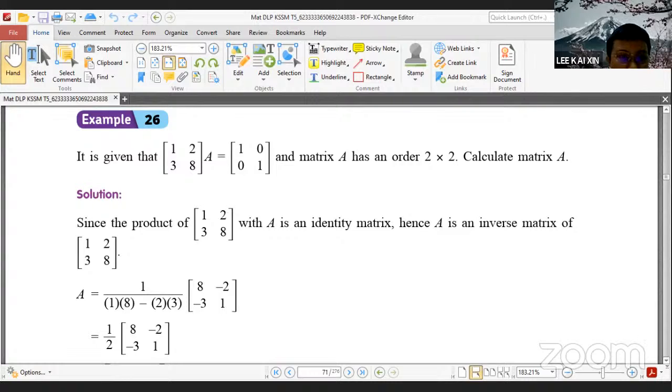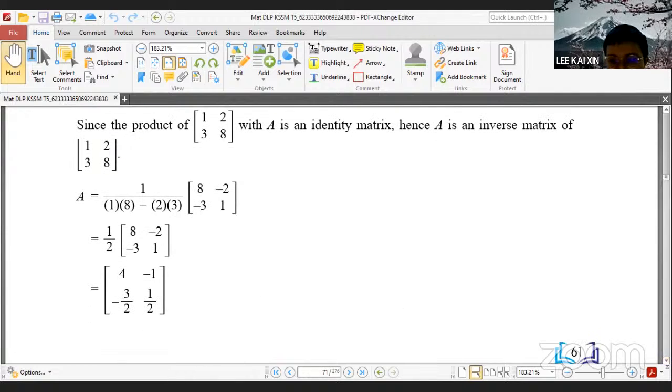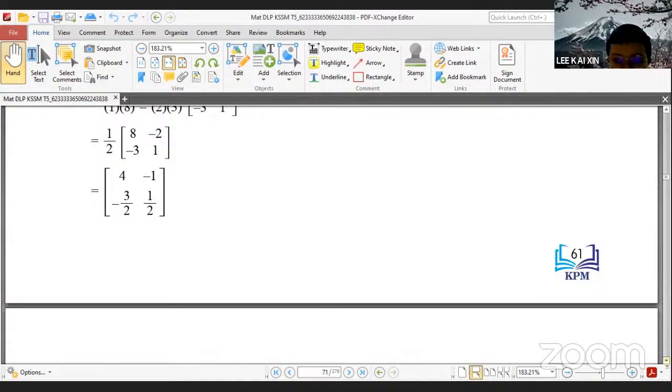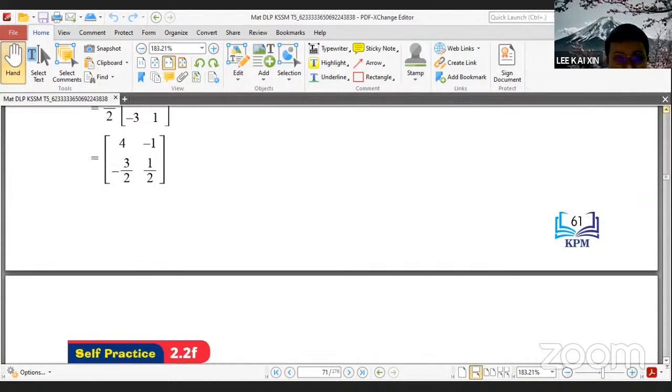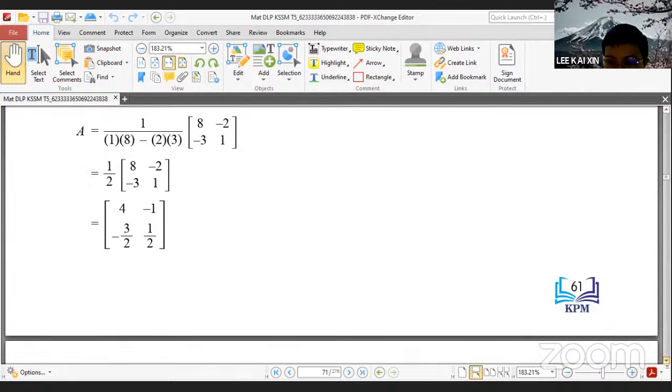Okay, this one times A has an inverse matrix, and A has an order of 2 times 2. So we know that they produce an identity matrix. So we know that A is an inverse matrix of this one. So we just use the inverse matrix method, we will get the answer. We do some of the questions.